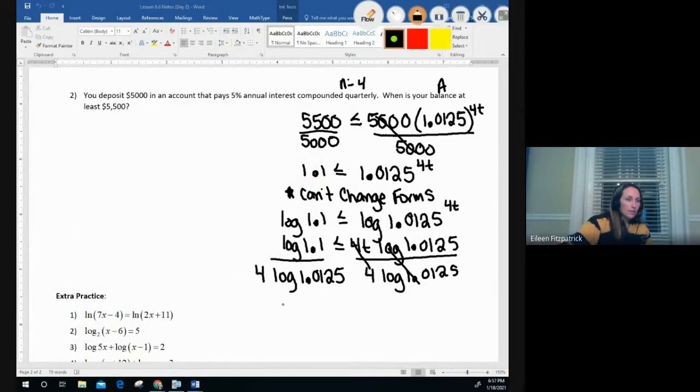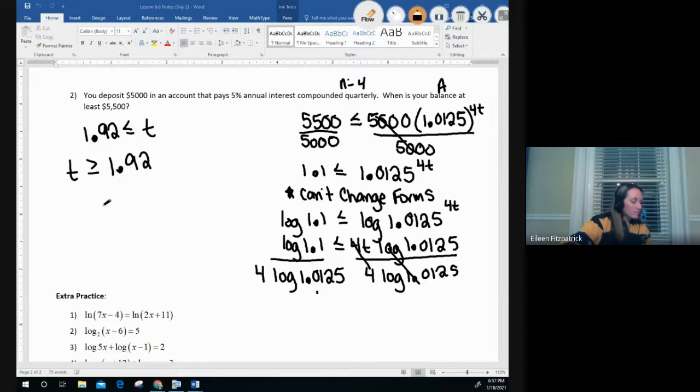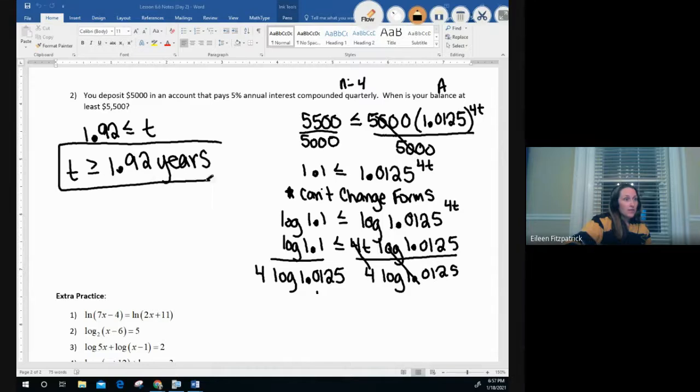Okay, so I ran out of room down there. I'm going to put it up here. 1.92 is less than or equal to t, or if I flip it around, t is greater than or equal to 1.92. All right, and that's years. So again, the question is, when is your balance at least $5,500? It would take you 1.92 years, so nearly 2 years for your balance to be at least $5,500.